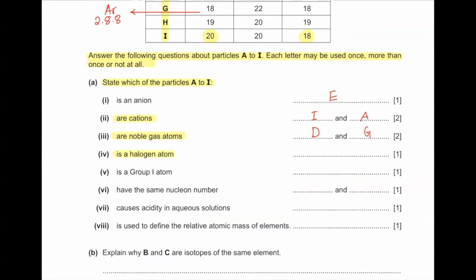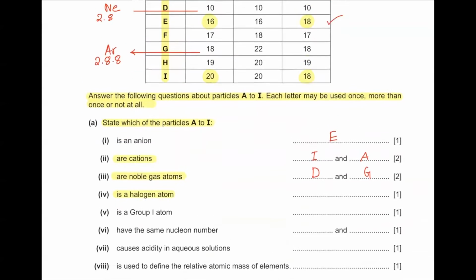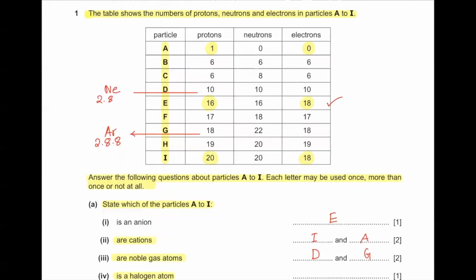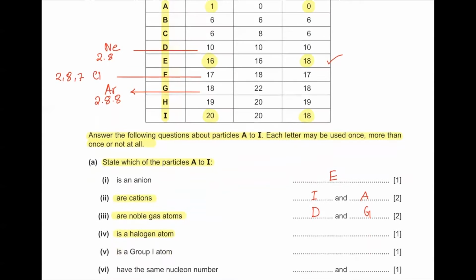Which is a halogen atom? In order to be a halogen atom, it must belong to group 7. We can see this one, the 17, belongs to group 7. So this is chlorine, electronic configuration 2,8,7. So that is the only one. So it will be F. F is chlorine, which is a halogen. Okay.